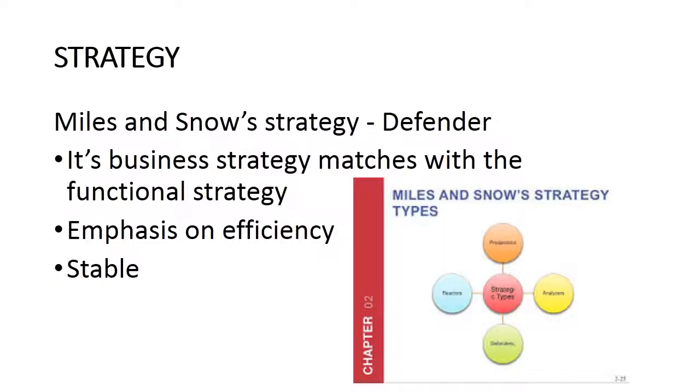The strategy that the club is using is Miles and Snow's strategy. The type is Defender. Its strategy basically matches with the functional strategy, and in this strategy the emphasis is only on efficiency and stability, so no risks are involved.